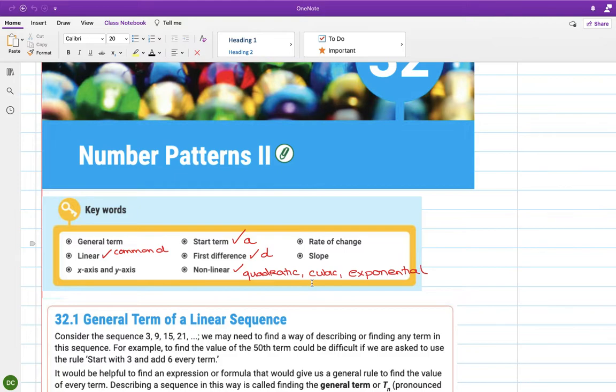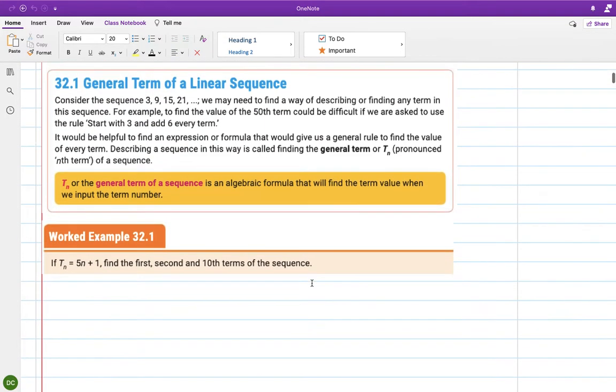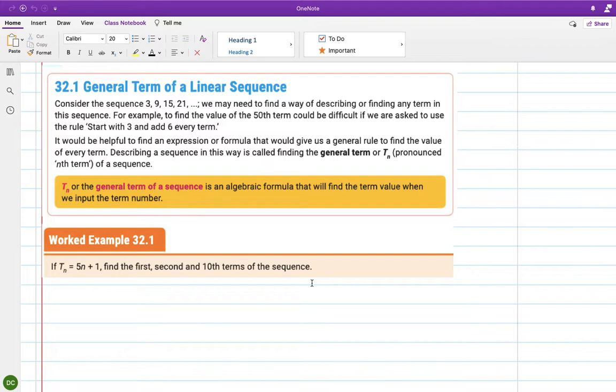So today what we're going to concentrate on is the general term. There's a couple of names for the general term. I suppose the first thing is there are general terms for all the sequences we talked about, linear, quadratic, cubic, and exponential. But you only have to do a general term for a linear sequence. You don't have to do a general term for any of the other sequences. So it'll only be for a linear sequence.